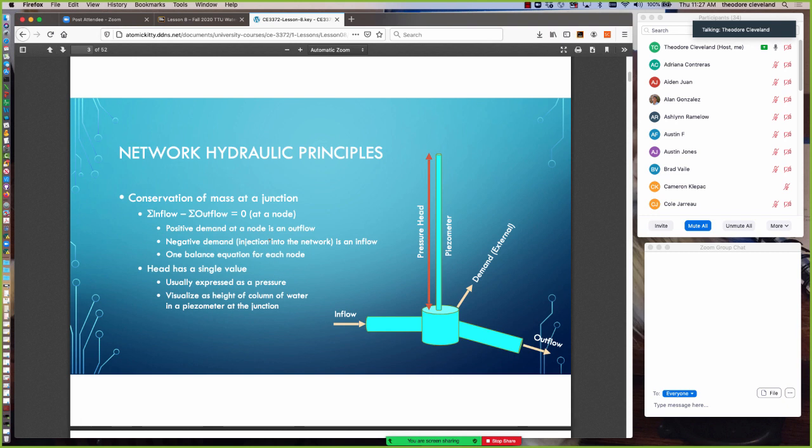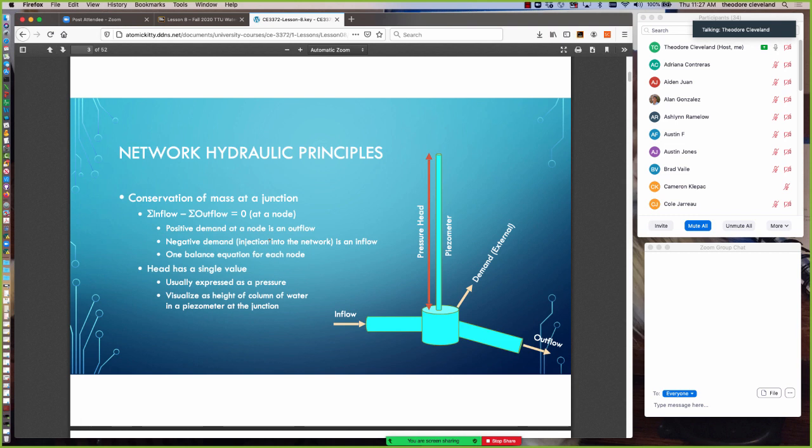By convention, positive demand at a node is considered an outflow, and that flow actually leaves the network. Negative demand, think of injecting water into a network, would be an inflow. And we will be able to write a single balance equation for each node in the network.